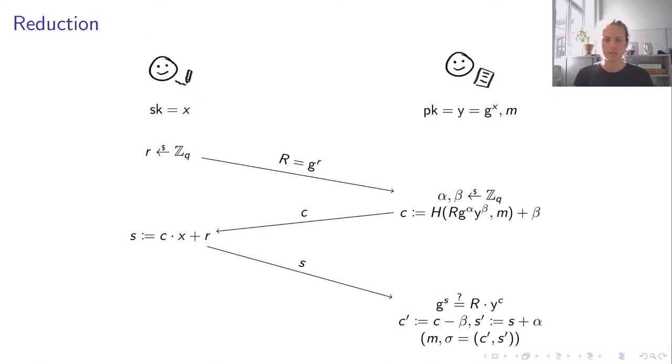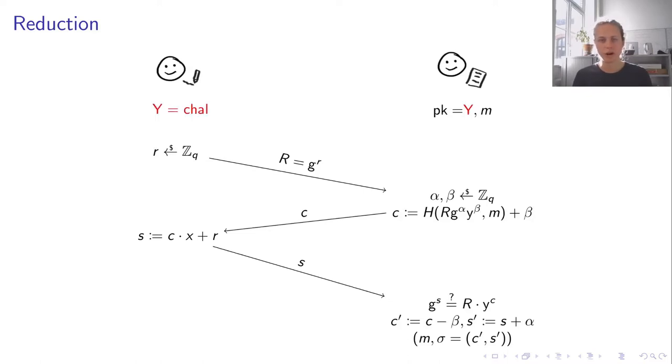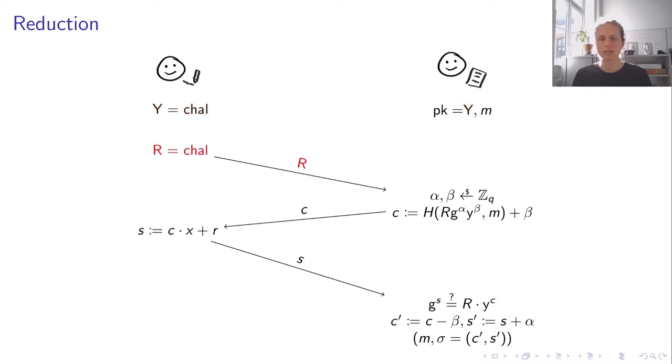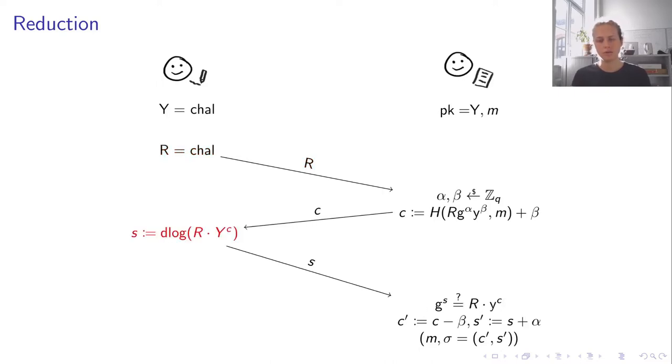Our reduction, which uses the one more D-log assumption, works as follows. First, we need to embed our D-log challenges somewhere. The reduction therefore exchanges the public key for one of these one more D-log challenges and embeds all the other D-log challenges in these random values R in these commitments. Now the reduction can no longer sign, so the reduction needs to sign using this D-log oracle. And now we have a way to simulate the signing protocol.